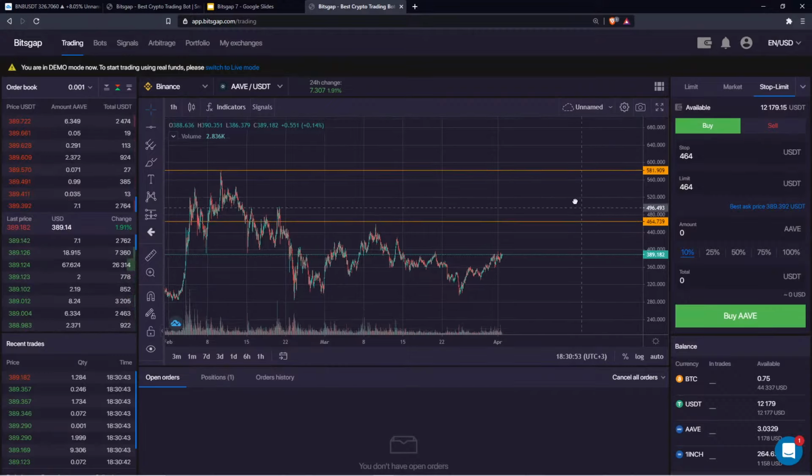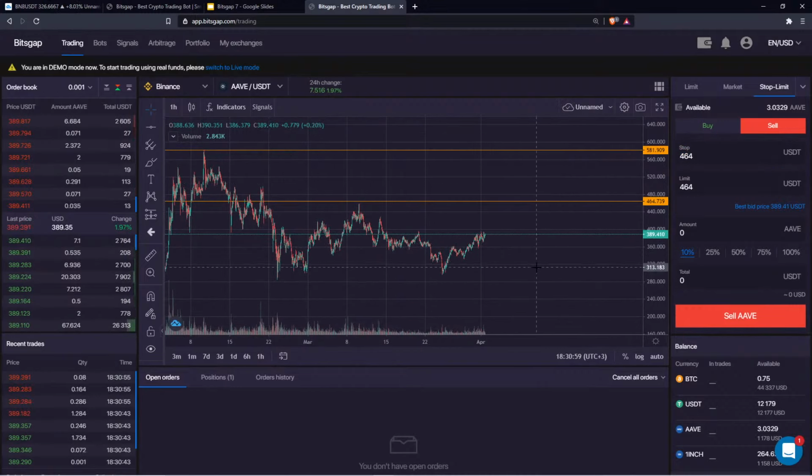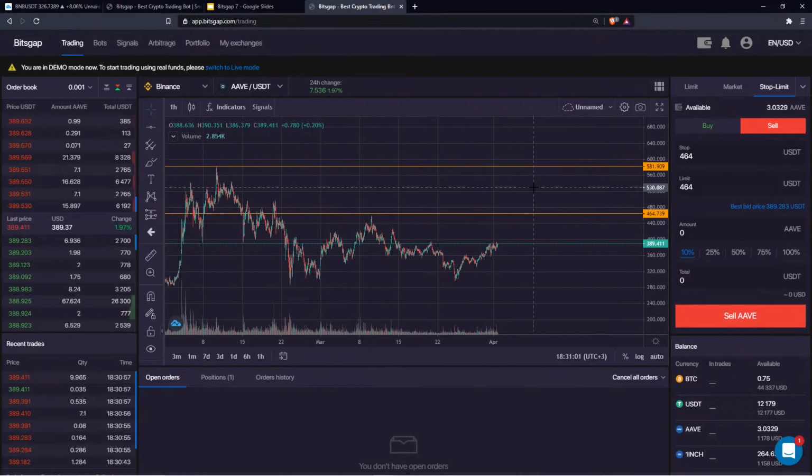The same applies to the stop limit sell. It's just a conditional price that you set below the current market price.